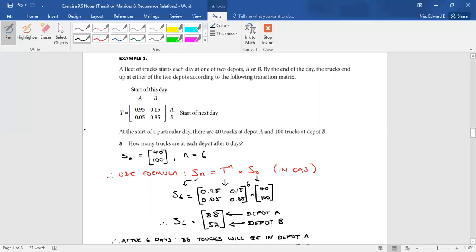So here what we have is the question. At the start of a particular day, there are 40 trucks at depot A and 100 trucks at depot B. What is this information called? If you said this is our S0 information, you are bang on. This is what we're going to highlight in yellow. This is what we call our S0, or our initial starting point. Never forget that.